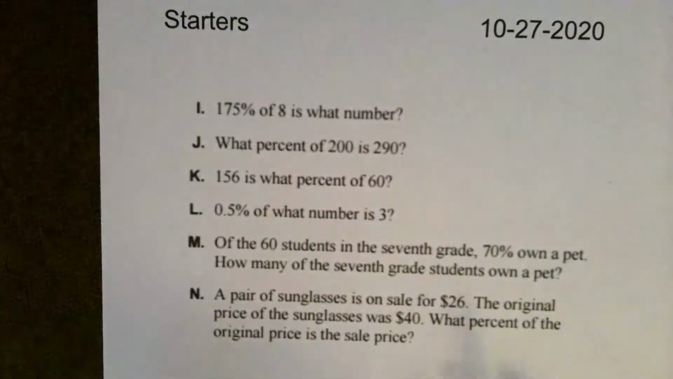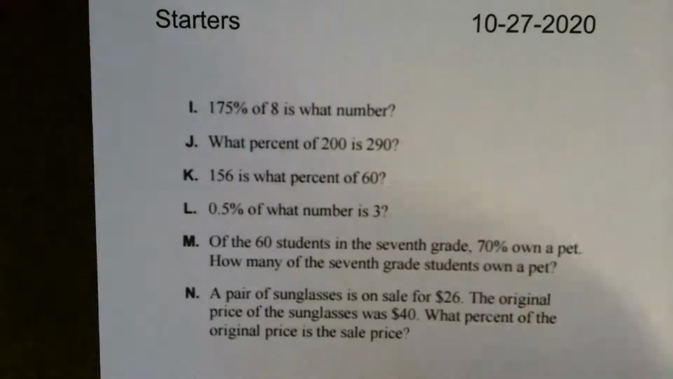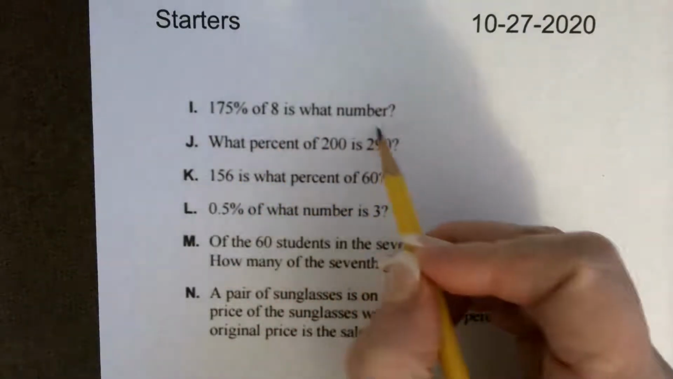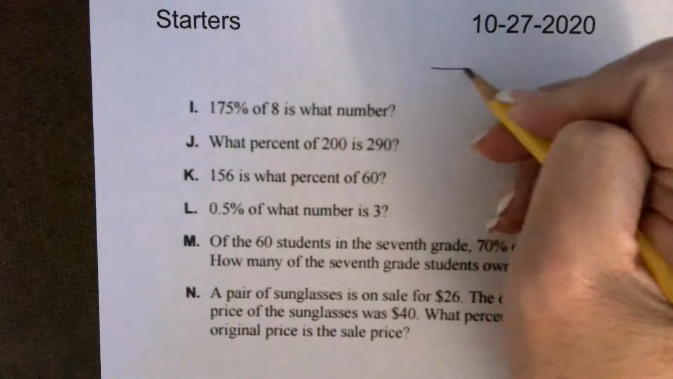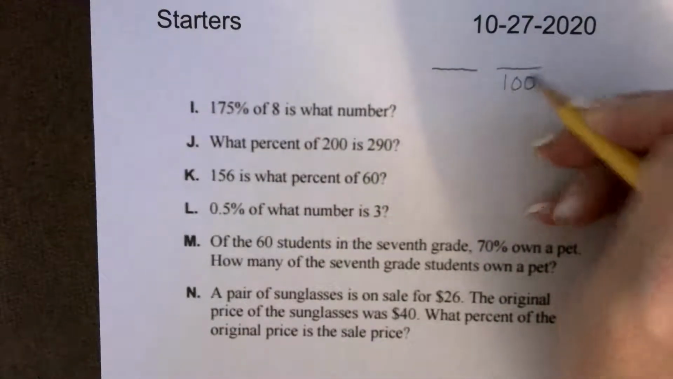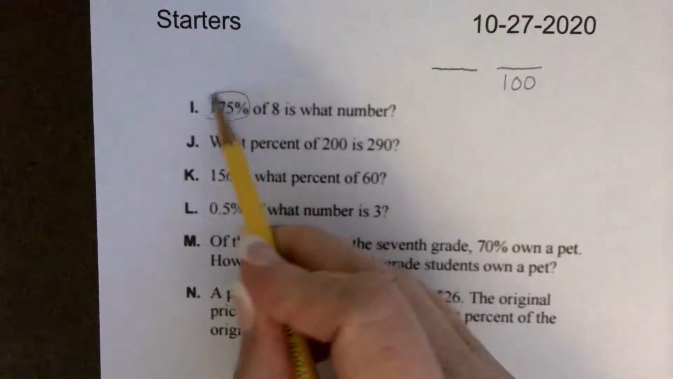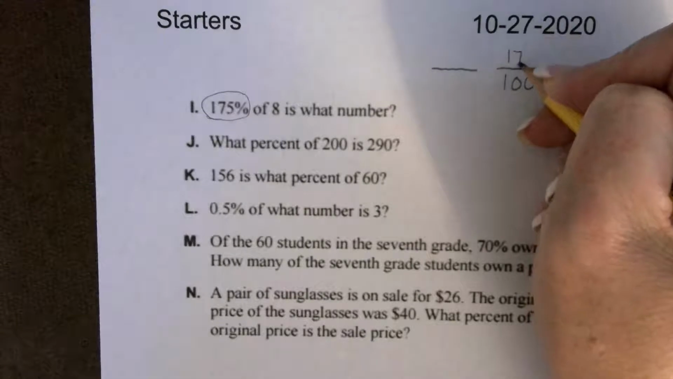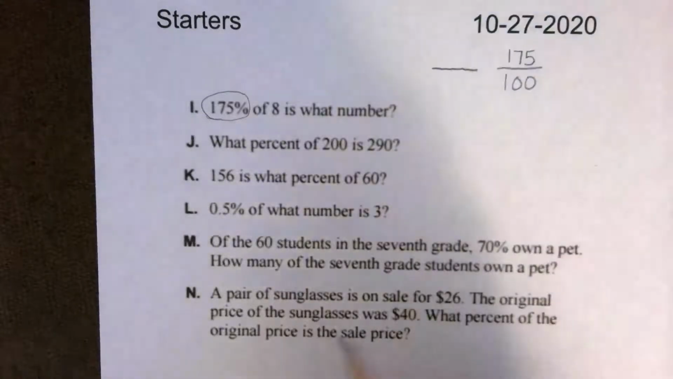Okay, here are the starters for Tuesday. So we've got 175% of 8 is what number? So we set up our proportion with the 100 down at the bottom. We see that we have 175%, so that goes over the 100.